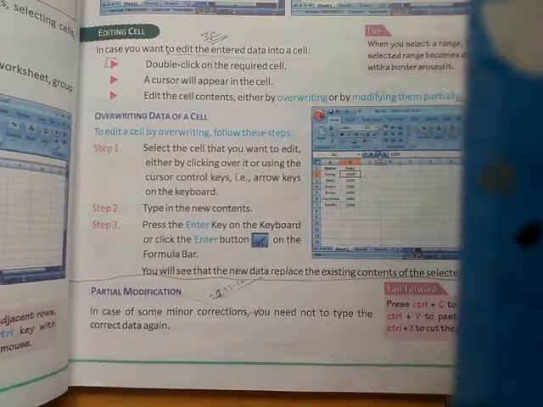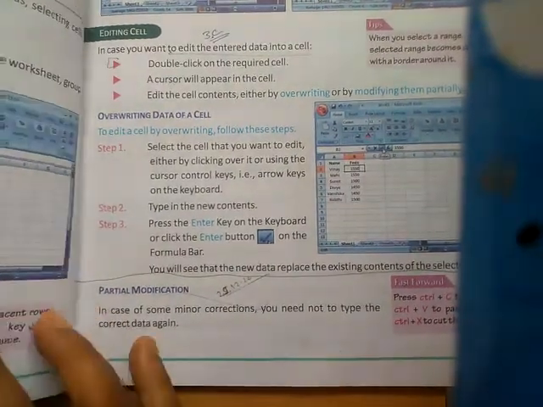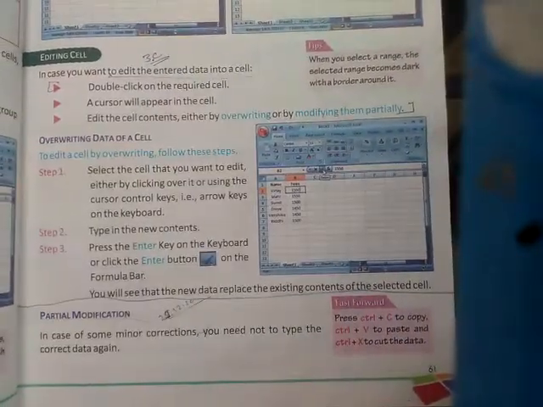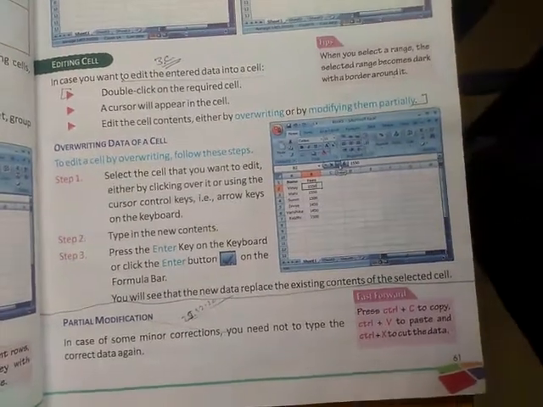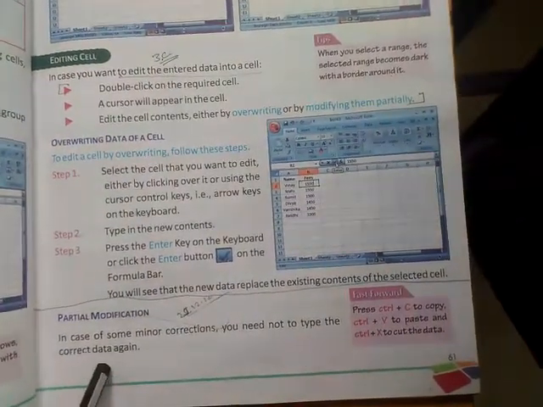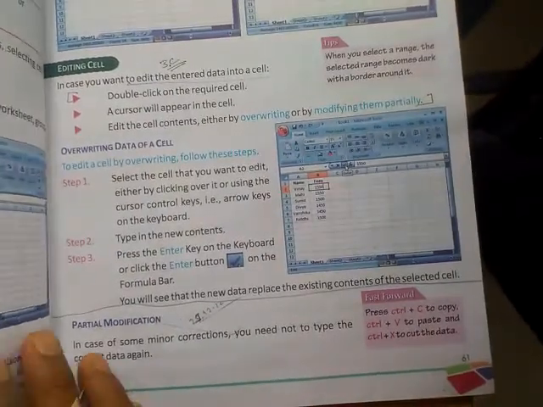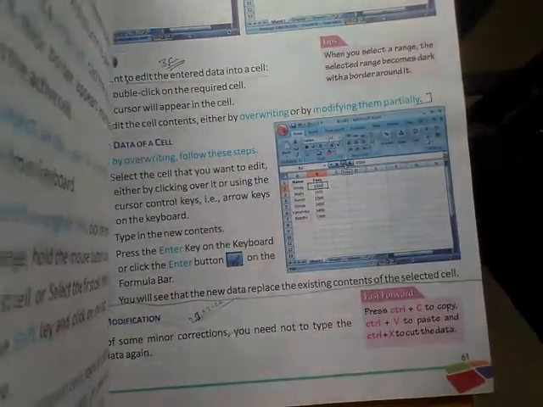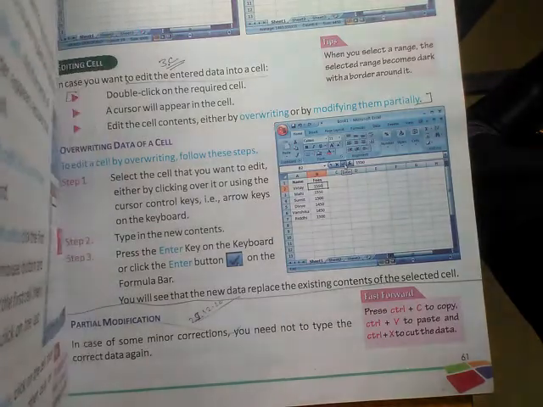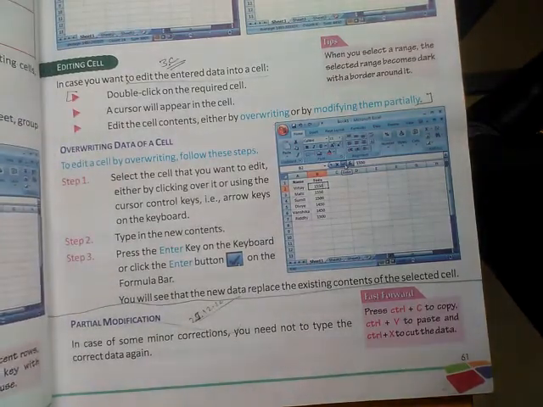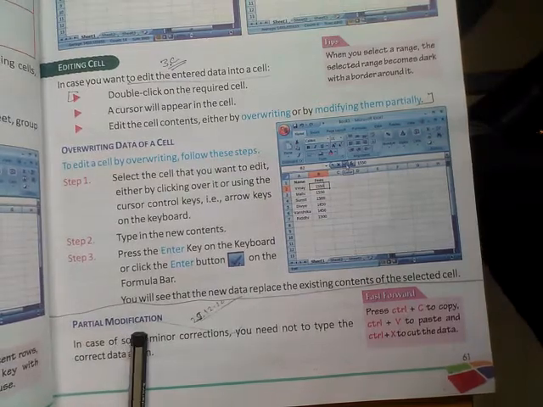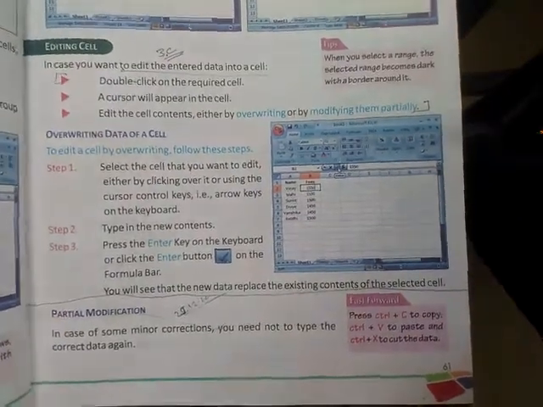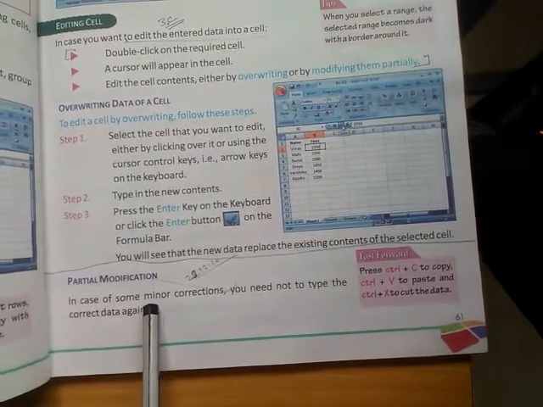Good morning, students. Today we will study editing in MS Excel, chapter 6. Also open page number 61 and concentrate here. It is part 2. In the previous part we studied some important office operations in MS Excel, selecting cells and editing cells. Now in this video we will study partial modification.